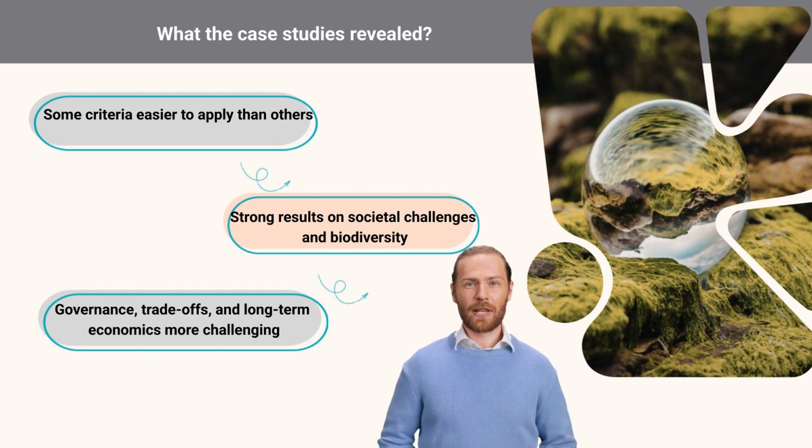The application of the standard also revealed important differences across criteria. Criteria related to societal challenges and biodiversity net gain were generally easier to apply and demonstrate. In contrast, governance, trade-offs, and long-term economic sustainability required more effort and were more challenging, often due to time, budget, or institutional constraints. This highlighted where additional support and learning are most needed in NBS projects.